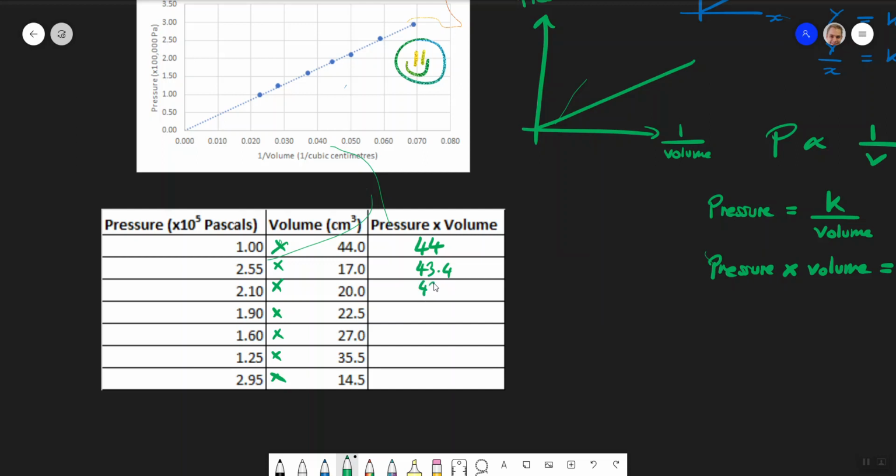2.1 times 20, 42. 1.9 times 22.5, and that gives us 42.8. 1.6 times 27, we've got 43.2. 1.25 times 35.5, we've got 44.4. Okay, and finally 2.95 times 14.5, and we've got 42.8 again.